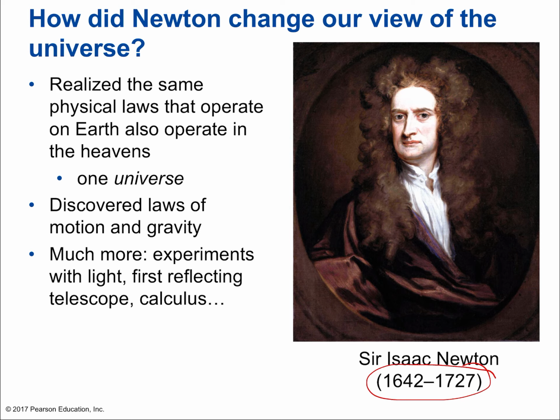Okay? Now, in addition to his three laws of motion, he came up with a law of gravity as well. So you can think of that as Newton's fourth law, but it's never called that. It's always just called Newton's law of gravity. Okay? He also did a lot of other things. He made some huge breakthroughs in light and telescopes, and he also invented calculus. Okay? But here we're mostly interested in his laws of motion and his law of gravity.